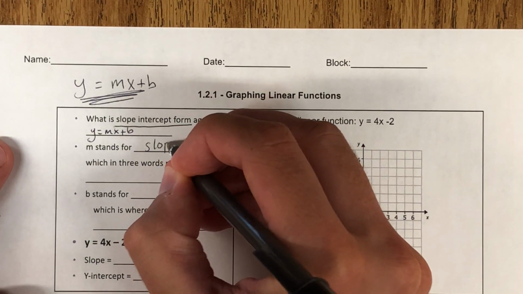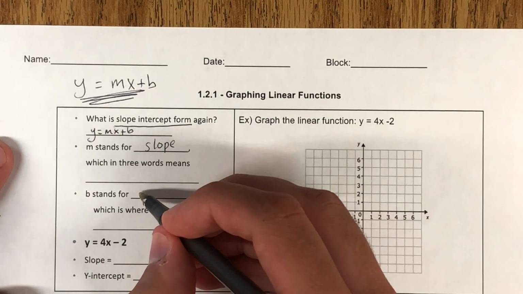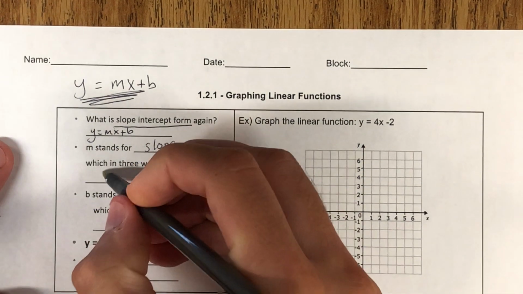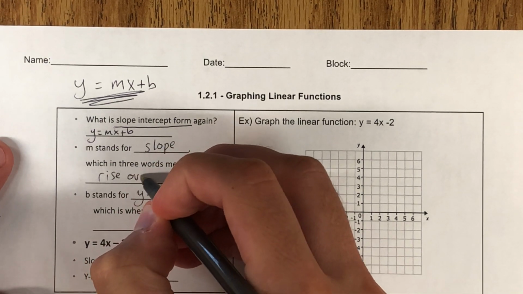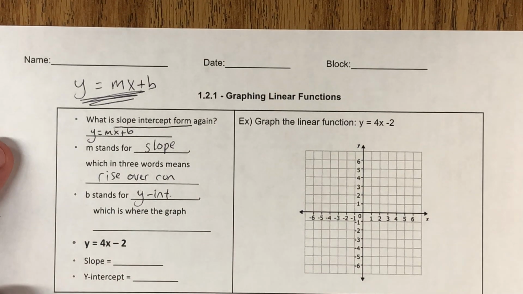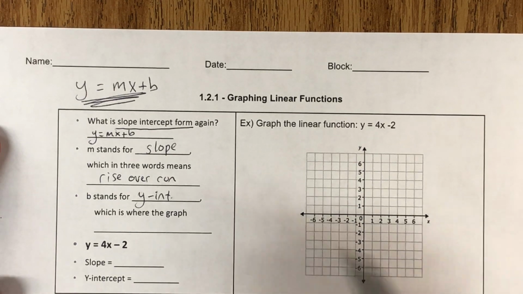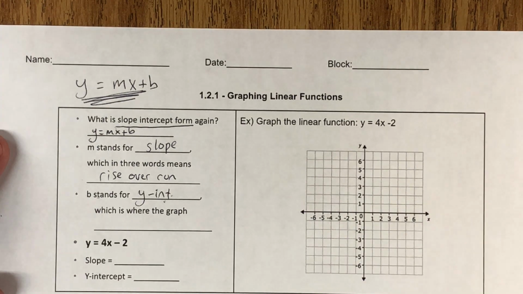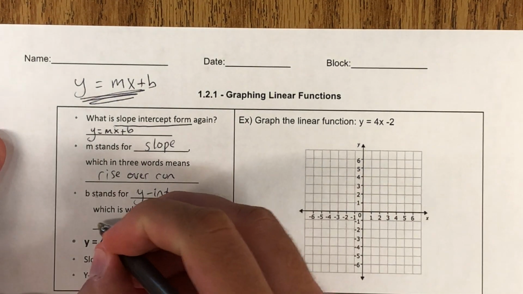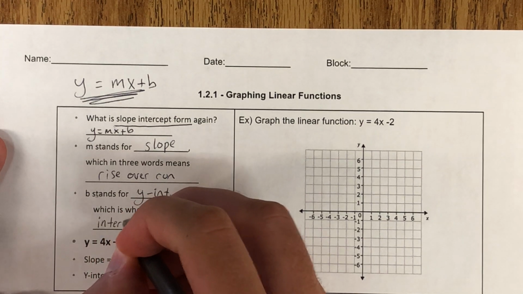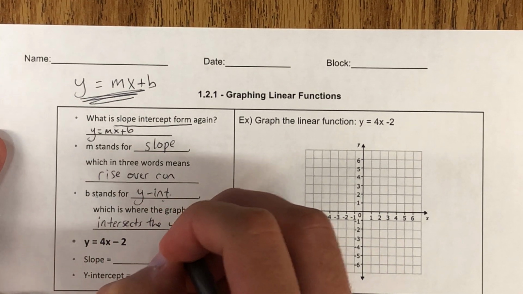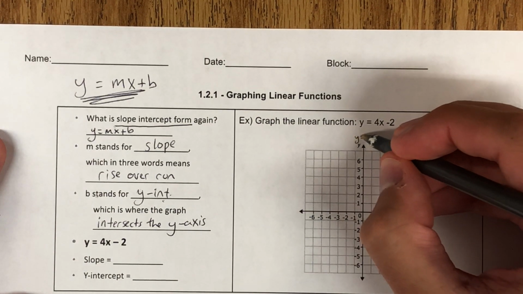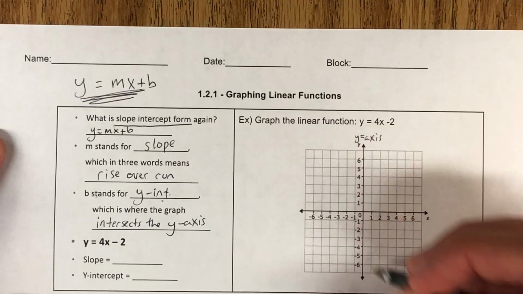where m always stands for slope, b always stands for the y-intercept. And another way to think of slope is as, remember, rise over run. And when we're thinking about b, it is the y-intercept, which, remember, the y-intercept is where the graph intersects the y-axis. And remember, the y-axis, that's our vertical axis here.